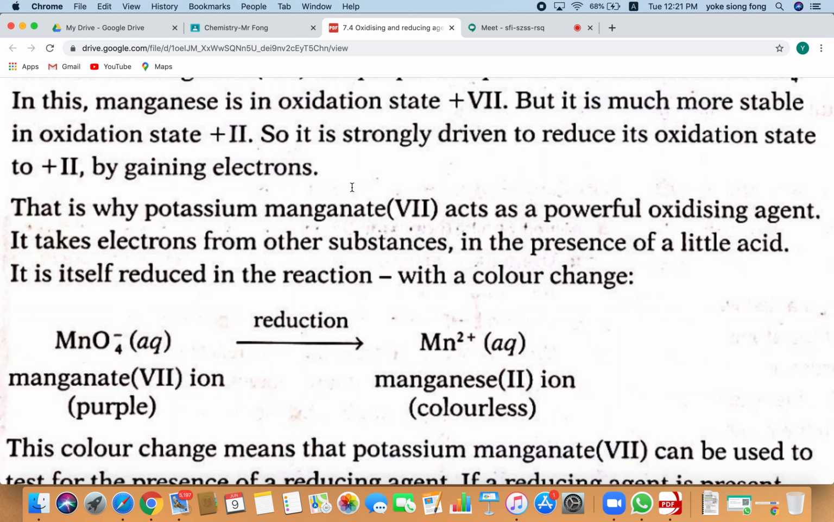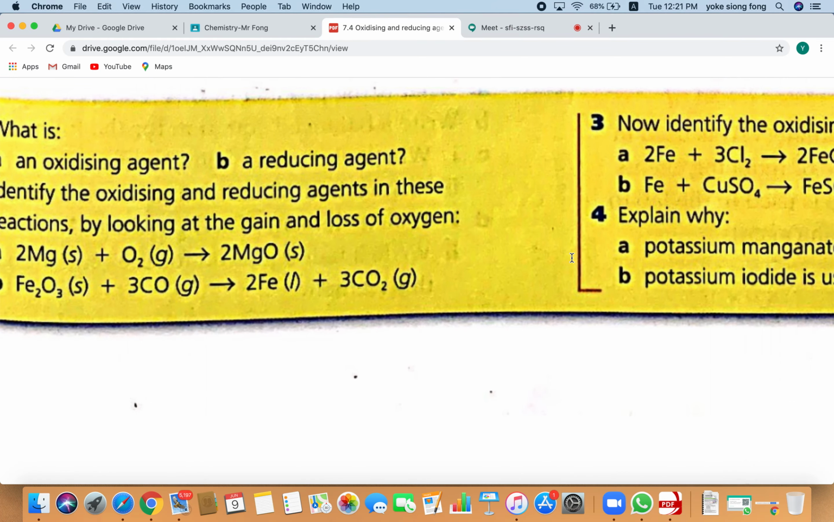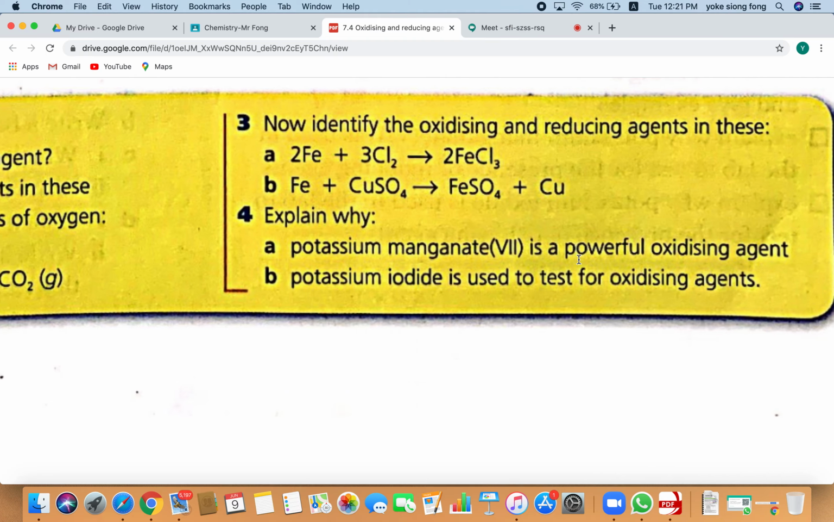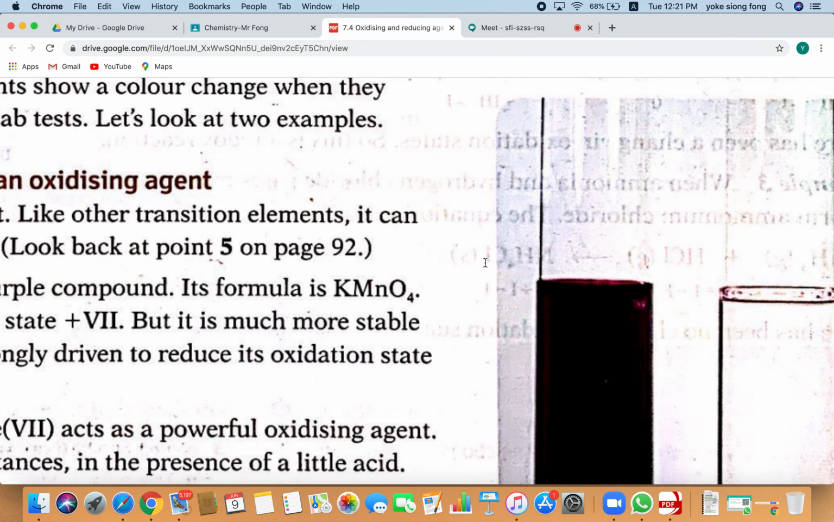So undergoing reduction means it's an oxidizing agent. It is strongly driven to reduce the oxidation state to 2 by gaining electrons. This is why potassium manganate 7 acts as a powerful oxidizing agent. So come back to here, the answer. Explain why potassium manganate 7 is a powerful oxidizing agent.